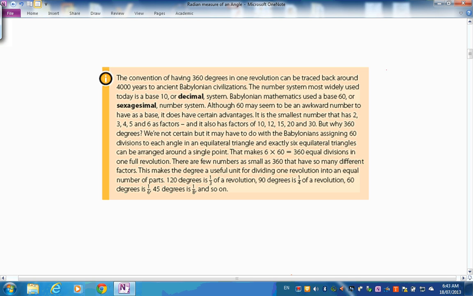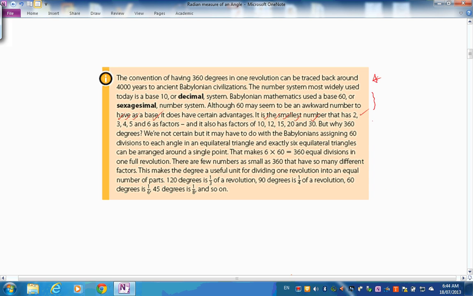So here we are. The convention of 360 degrees for one revolution can be traced back 4,000 years to the Babylonian civilizations. Now, they didn't use a decimal system. They used base 60. That's interesting. 60 seems to be an awkward number, but it's the smallest number that has all these factors, 2, 3, 4, 5 and 6. It also has factors of 10, 12, 15, 20 and 30.